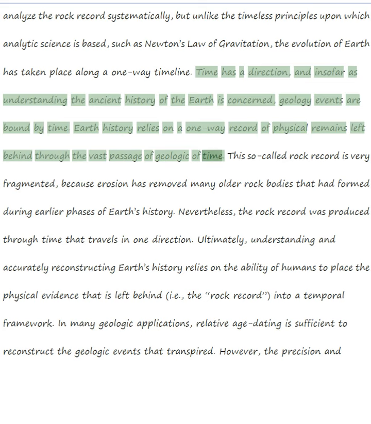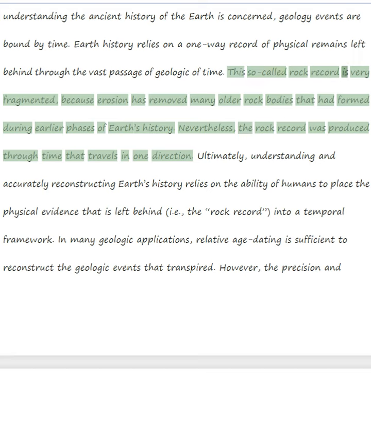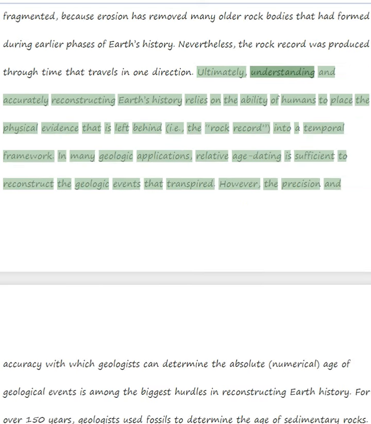This so-called rock record is very fragmented, because erosion has removed many older rock bodies that had formed during earlier phases of Earth's history. Nevertheless, the rock record was produced through time that travels in one direction. Ultimately, understanding and accurately reconstructing Earth's history relies on the ability of humans to place the physical evidence that is left behind into a temporal framework.